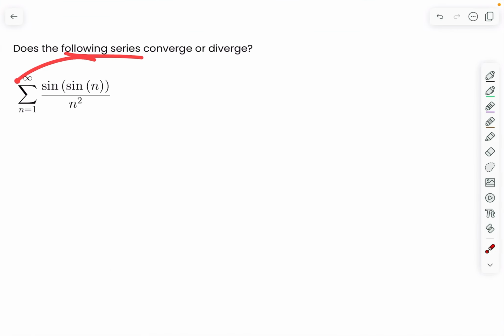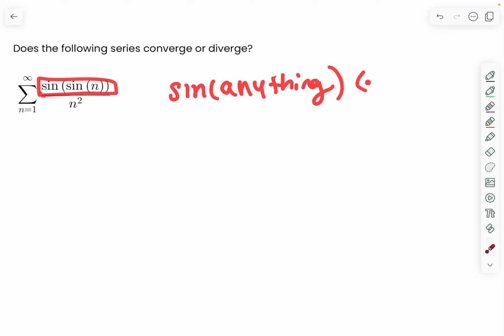Does the following series converge or diverge? Well, the first thing you want to do is find out if this is a positive series or a negative series. So the question you can ask yourself is, does this series contain negative values? If we take a look at the numerator, we know that sine of anything is going to be between -1 and 1. Therefore, this series is going to contain negative values, and we establish that this is a negative series.